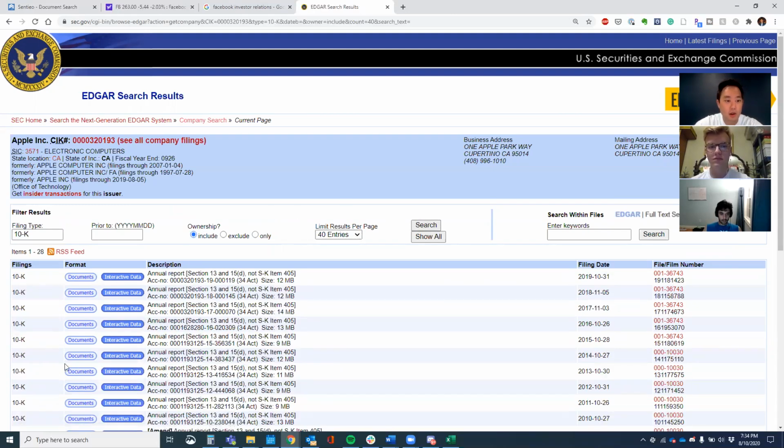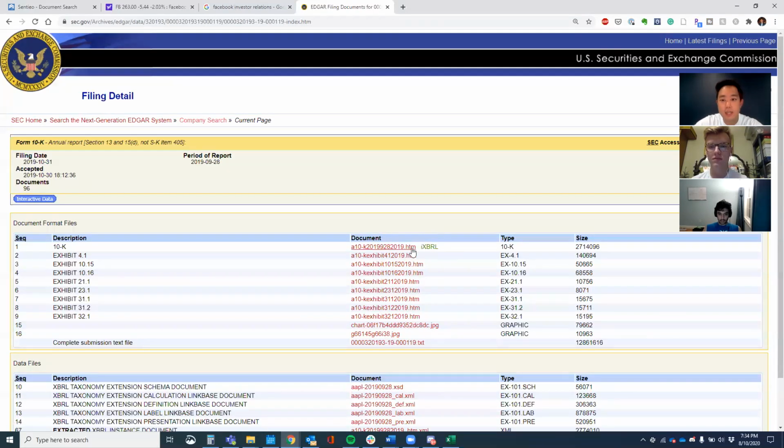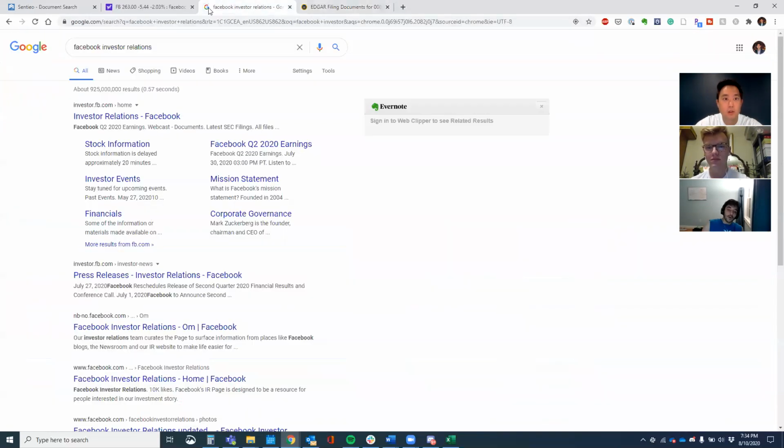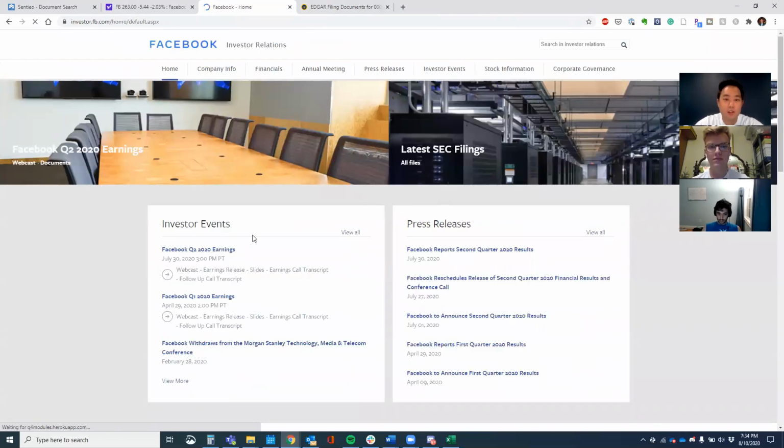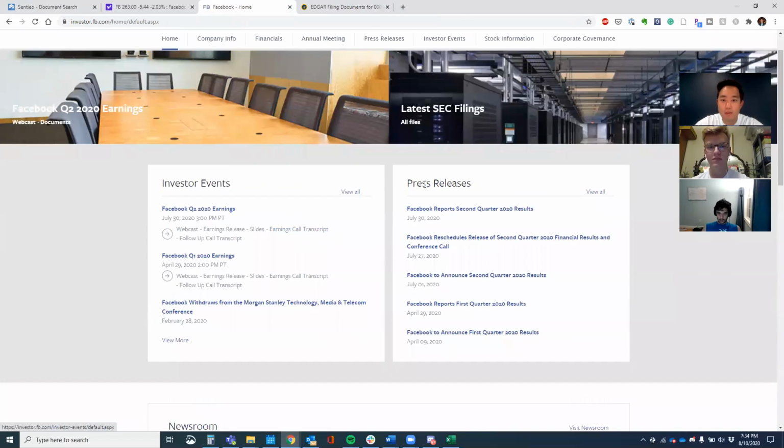And then here they are, right? So here you can download them. I usually like downloading them as a PDF, but you guys can do whatever you want. But personally, I just like going to their investor relations site. It's usually prettier. They have their press releases.